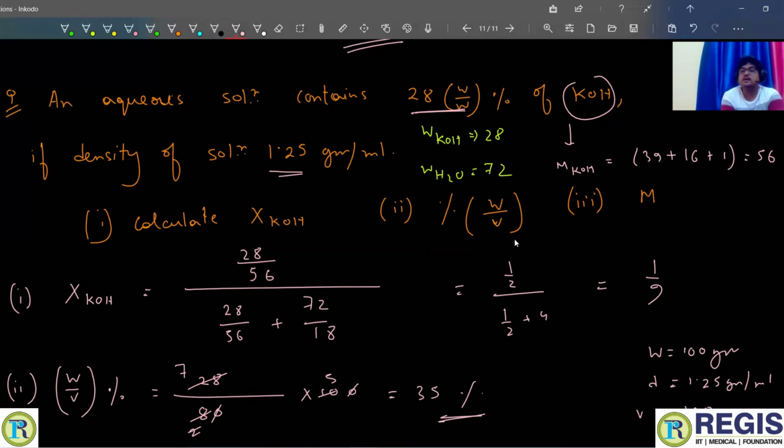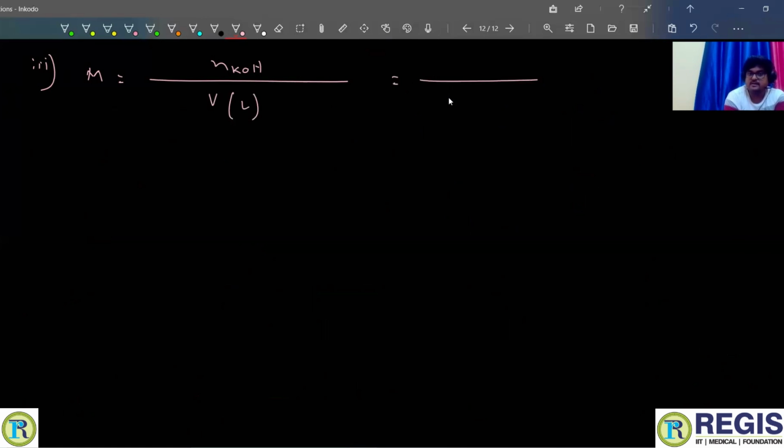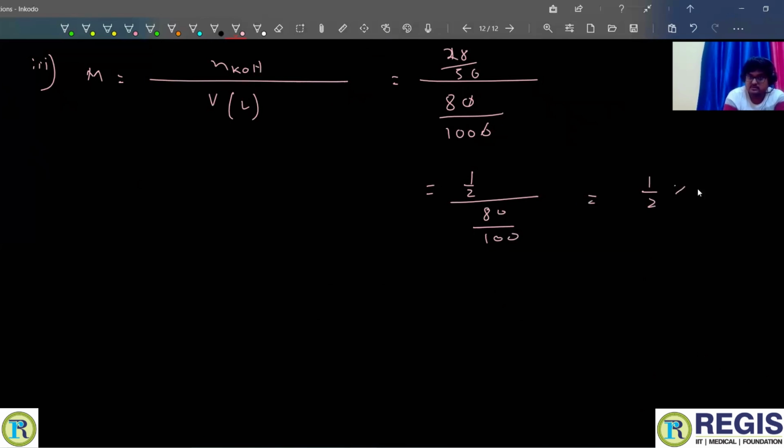Next, you have to calculate molarity. What is the molarity? Volume of solution, which is 80 ml. ml you have to convert it to liter. So the third question, answer of the third one, which is molarity. Molarity is number of moles of KOH over volume of solution in liter. Volume is given 80 ml converted to liter. This is 28 by 56. After getting calculation, 1 by 2 divided by 80 by 100. So go for calculation.